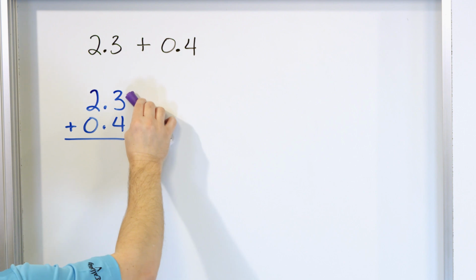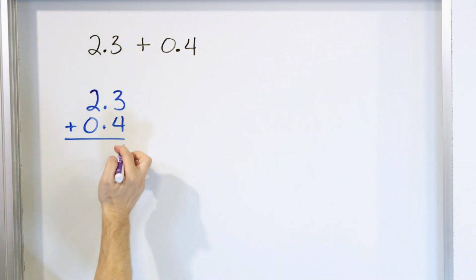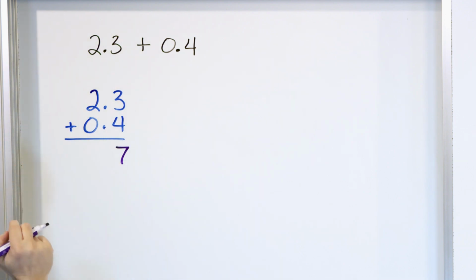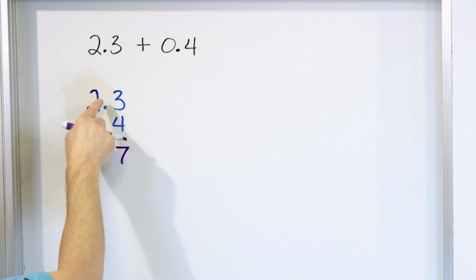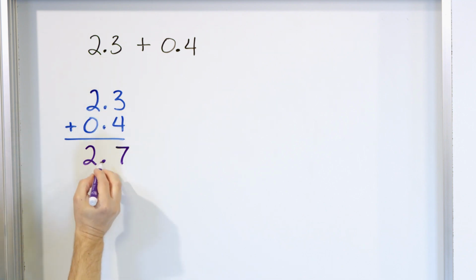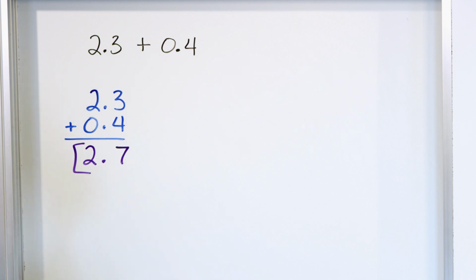Start on the right. 4 going up, 5, 6, 7. 4 plus 3 is 7, so it goes right here. 2 plus nothing is 2. And then the decimal just falls right out of the sky, straight down into the answer there, which is 2.7.